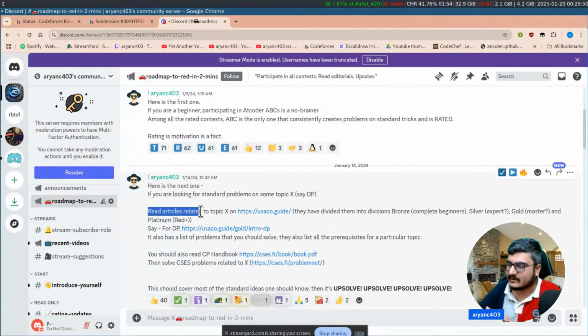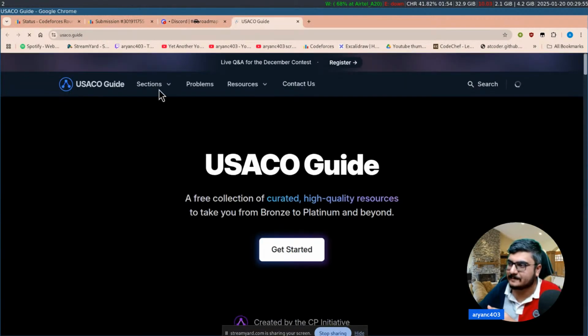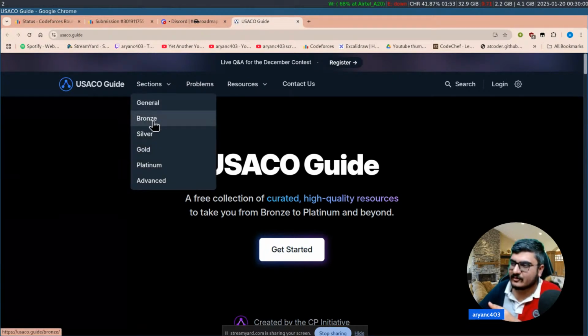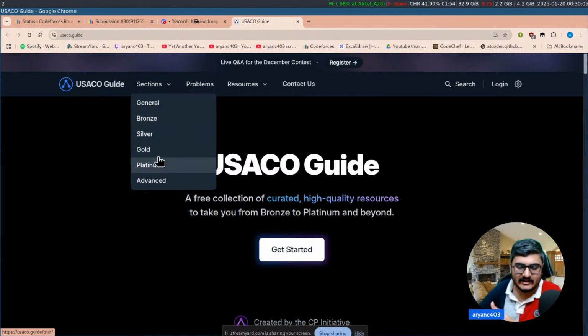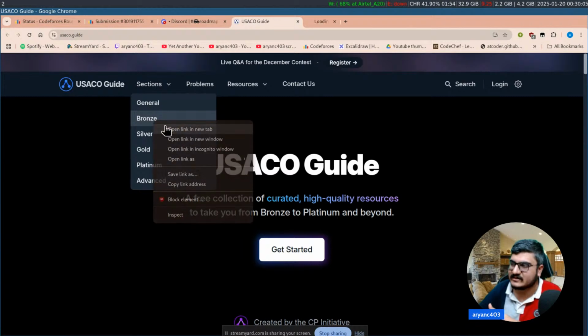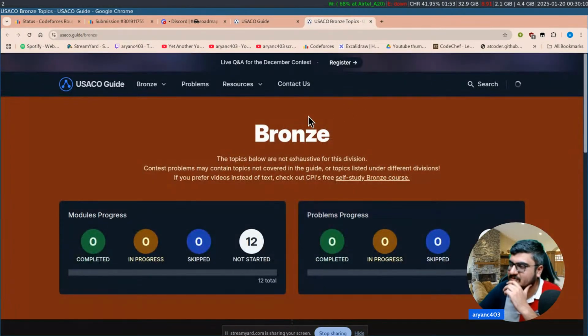And then if you're looking for some standard problems, you can look at USACO guide where there are different sections based on bronze, silver, gold, platinum. Bronze is for absolute beginners. Platinum is harder than D1. So based on what your rating is, you can pick one of the divisions here. Let's say you have picked the bronze division.